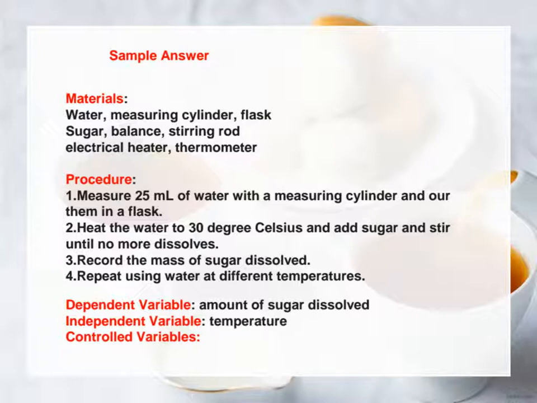When I'm doing this experiment, what am I changing each time? I'm changing the temperature. Accordingly, temperature is the independent variable. What am I measuring accordingly? I'm measuring the amount of sugar dissolved, and then the amount of sugar dissolved is the dependent variable. Which variables must be kept fixed all over the experiment? I must have the same amount of water and the same type of sugar, so they are the controlled variables.